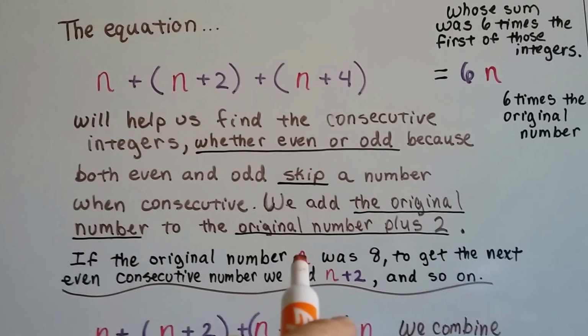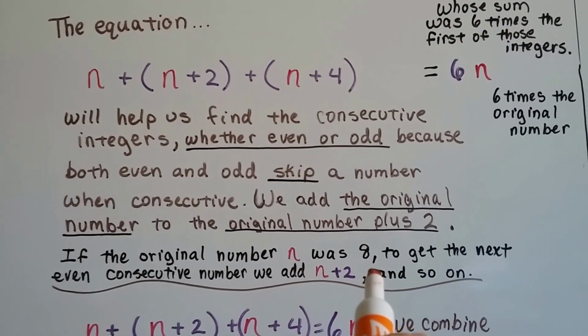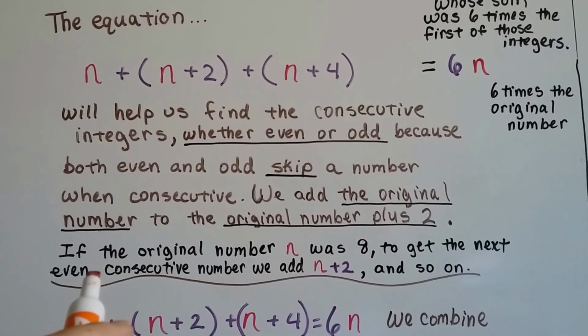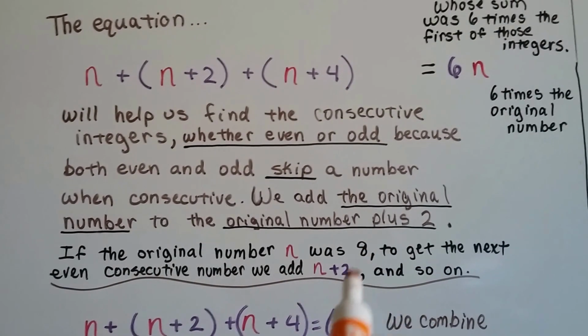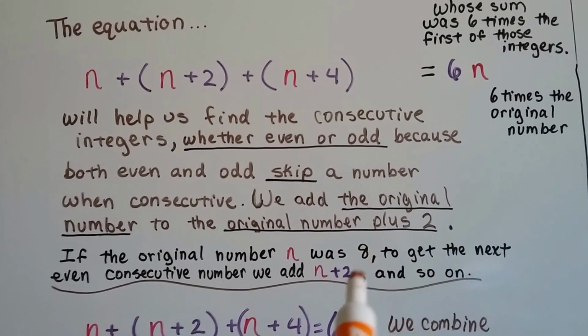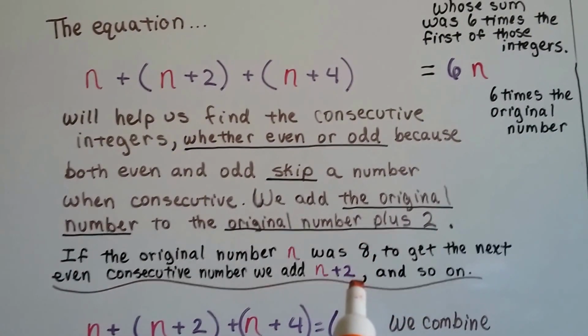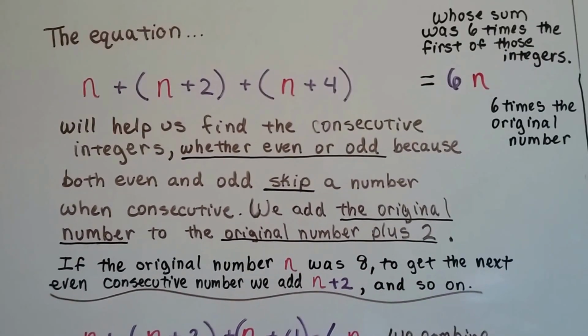The original number n was 8. To get the next even consecutive number, we'd add 2 to it, right? Because the next number would be a 10, the next even number. So that would be an 8 plus 2, and so on, then an 8 plus 4.